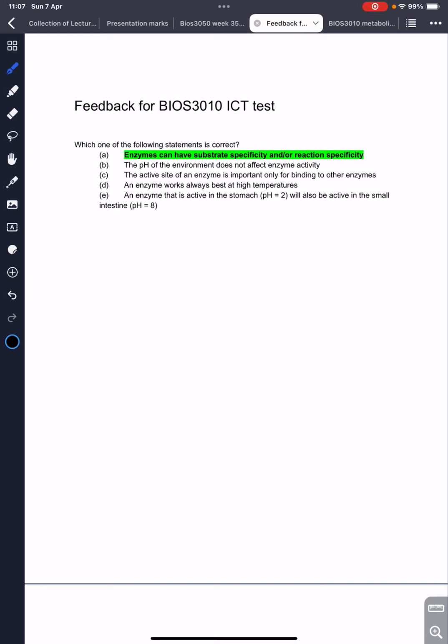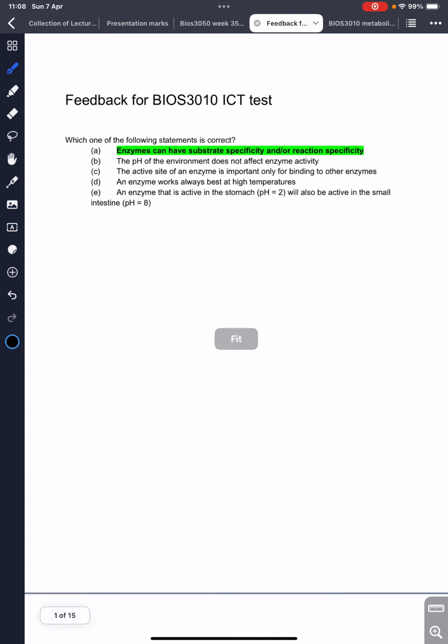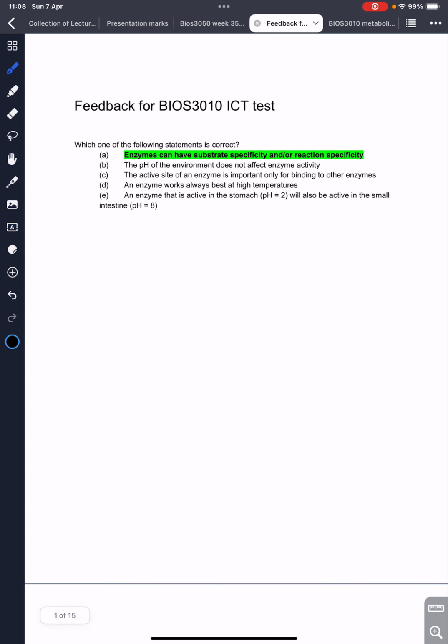Hello everybody, here's a little bit of feedback to the ICT test for the Enzymes and Metabolism module from week 35, and I will go through the questions. So you have the question and the correct answer is highlighted in green.